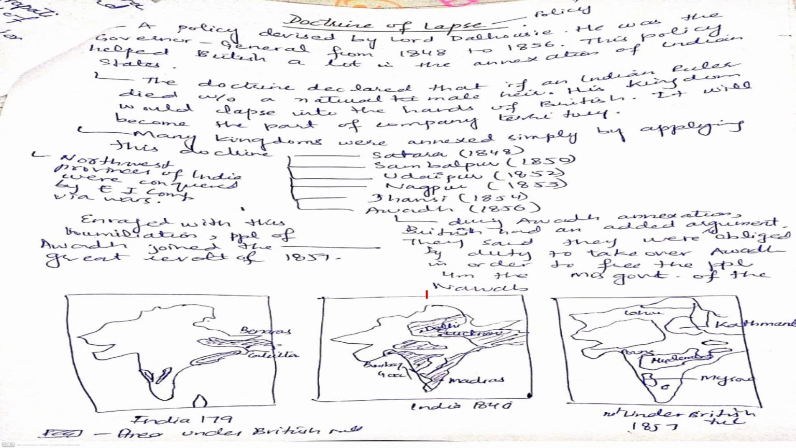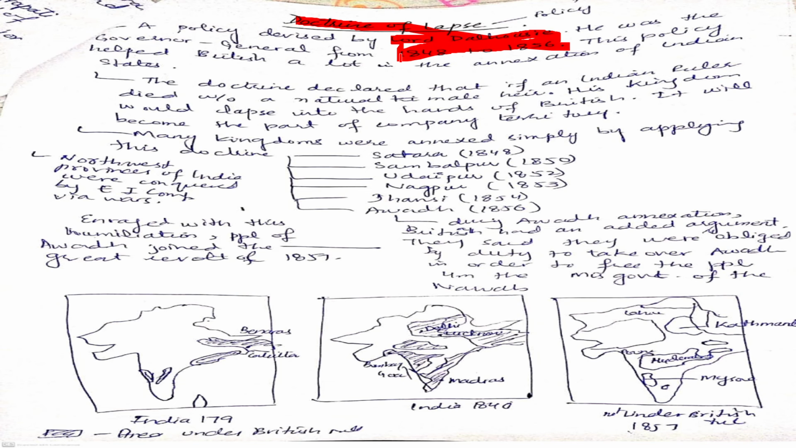So now we come to the Doctrine of Lapse. The Doctrine of Lapse is the policy devised by Lord Dalhousie, who was Governor General from 1848 to 1856. This policy helped the British in the annexation of Indian states. The doctrine declared that if an Indian ruler died without a natural male heir, his kingdom would lapse into the hands of the British. It would become a part of East India Company territory.